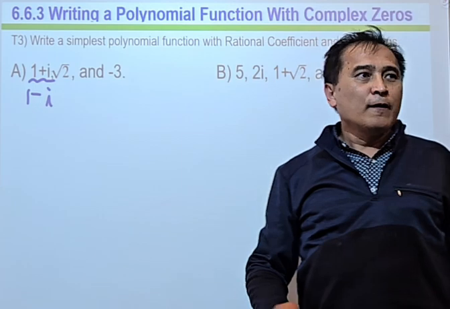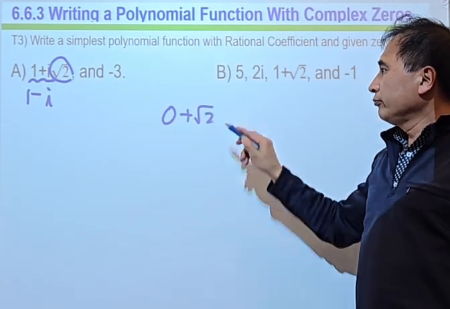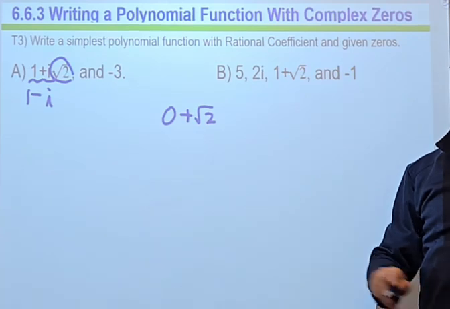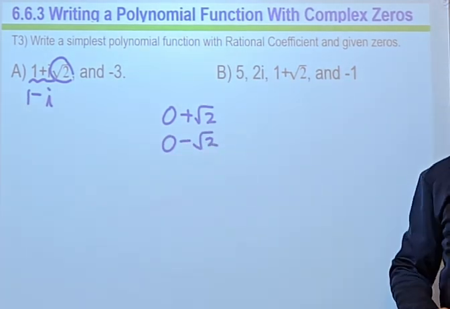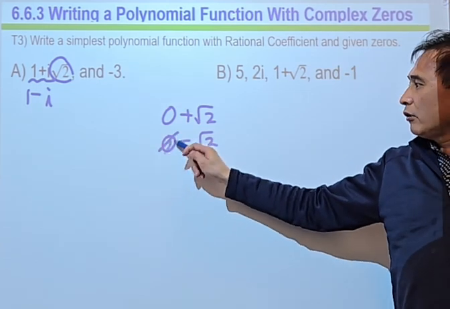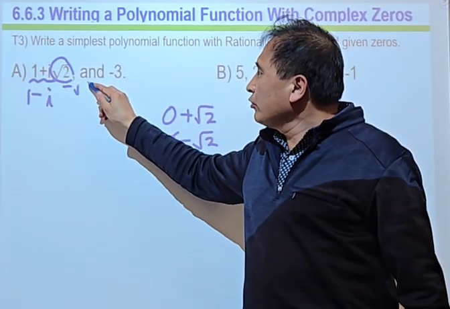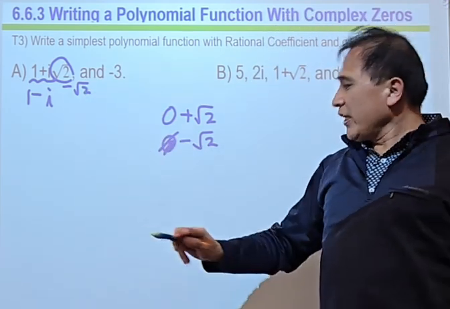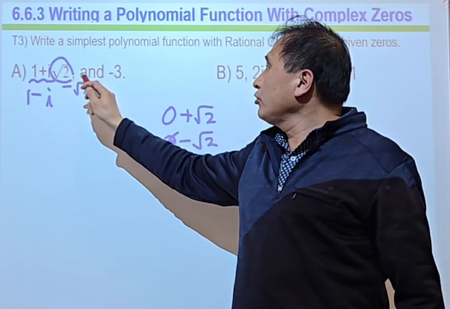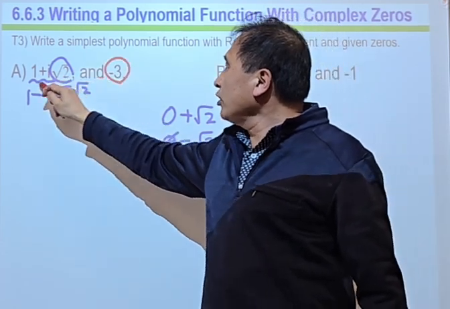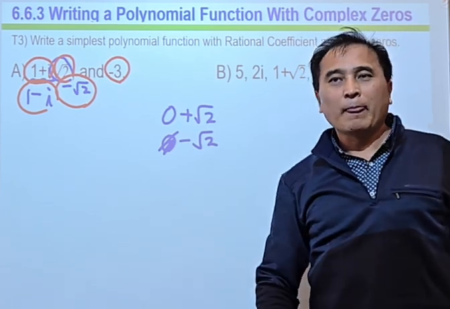Got it? And root 2. Root 2 means 0 plus root 2. If we change it to a plus bi form, a is 0. So the conjugate is 0 minus root 2. But you don't need to write the 0 in front of it, right? So the conjugate of root 2 is negative root 2. Which means even though they gave 3, 0, 1 plus i, root 2 and minus 3, actually it should have 5 zeros like that, right?